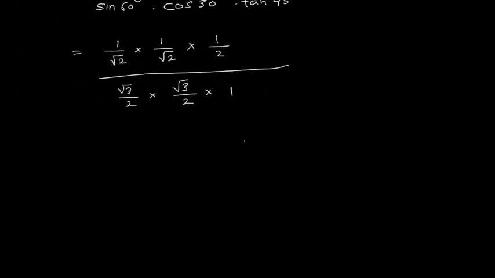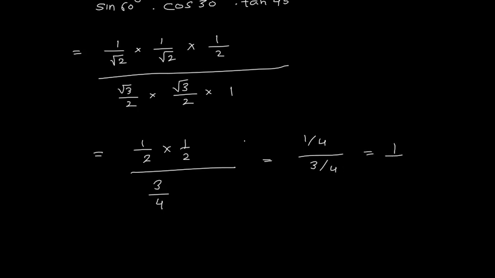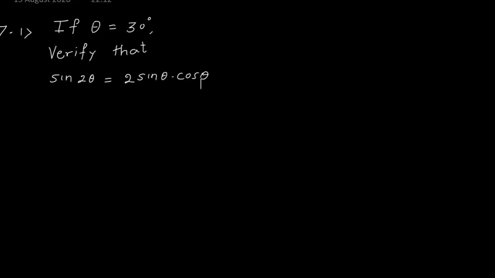Now our numerator will become 1 upon root 2 into 1 upon root 2, this is 1 upon 2, into 1 upon 2, whole divided by root 3 into root 3 is 3 divided by 2 into 2 is 4. So this is 1 divided by 4 whole divided by 3 divided by 4. So ultimately I will get 1 upon 3 as the answer. Yes, I hope you are solving problems yourself, okay, and getting correct answer.